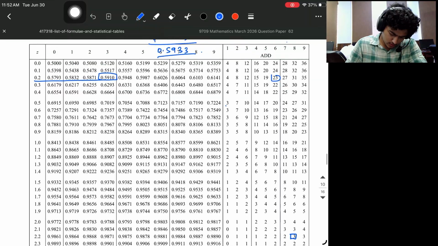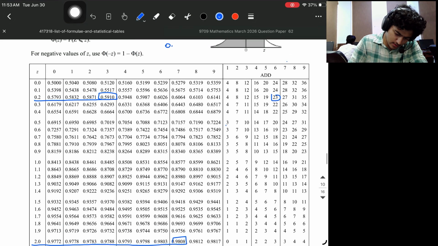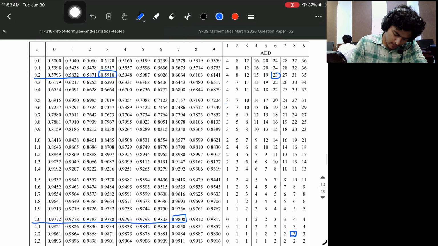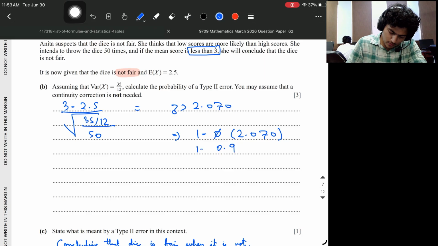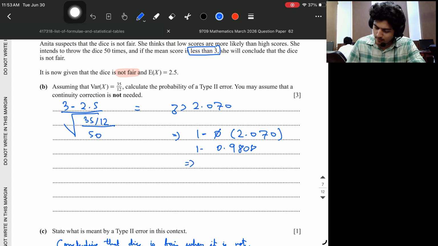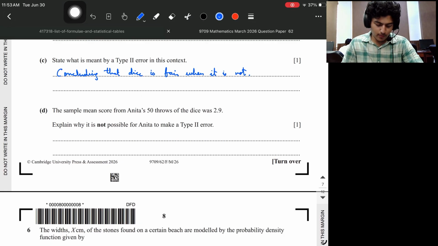So let's find out the value for 2.070. We have over here 2.0, 0.9808, 070. So that is our final answer. The final answer will be 1 minus 0.9808, and our final answer is coming out to be 0.0192. Right, moving forward, the sample mean score from Anita's 50 throws of the dice was 2.9.